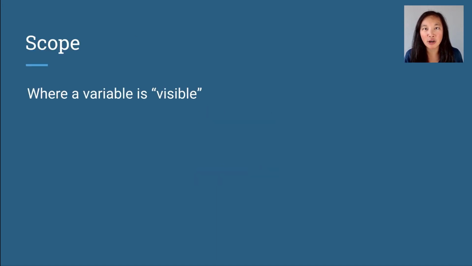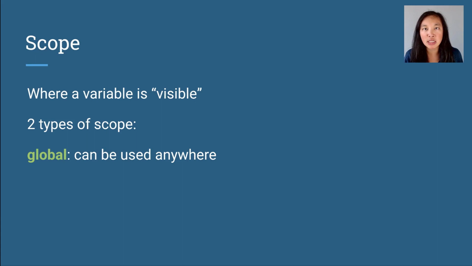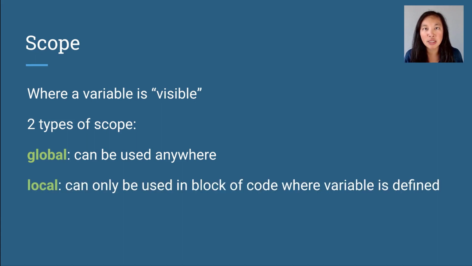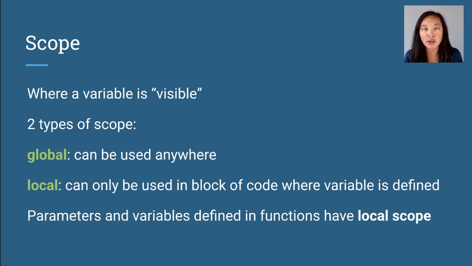Scope is the idea of knowing where a variable is visible, and there are two types of scope. Global scope, which means that the variable can be accessed from anywhere, and local scope, which means that the variable can only be used and accessed inside of the function where it was defined. Variables defined inside of functions have local scope.